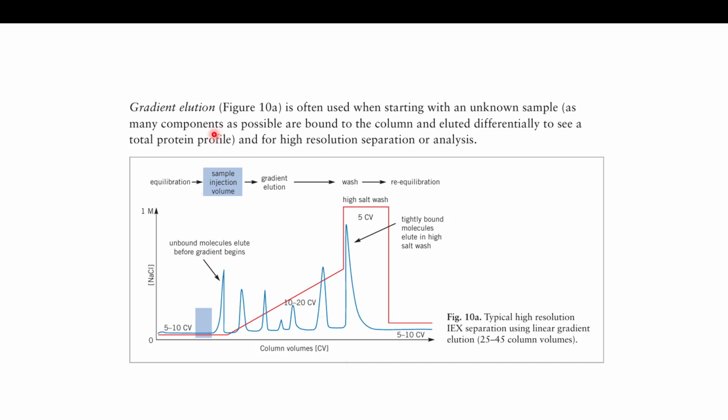Now this is what I was talking about, gradient elution and stepwise elution. Gradient elution is often used when starting with an unknown sample, as many components are possible, right? Other than your protein of interest, many other components can be bound to the matrix or the stationary phase. Suppose we talked about Ni-NTA purification, right? So you displace the histidine-tagged proteins using varying concentrations of imidazole. Now you don't really know for your protein of interest what concentration of imidazole should be used so that the protein can be displaced completely from the matrix.